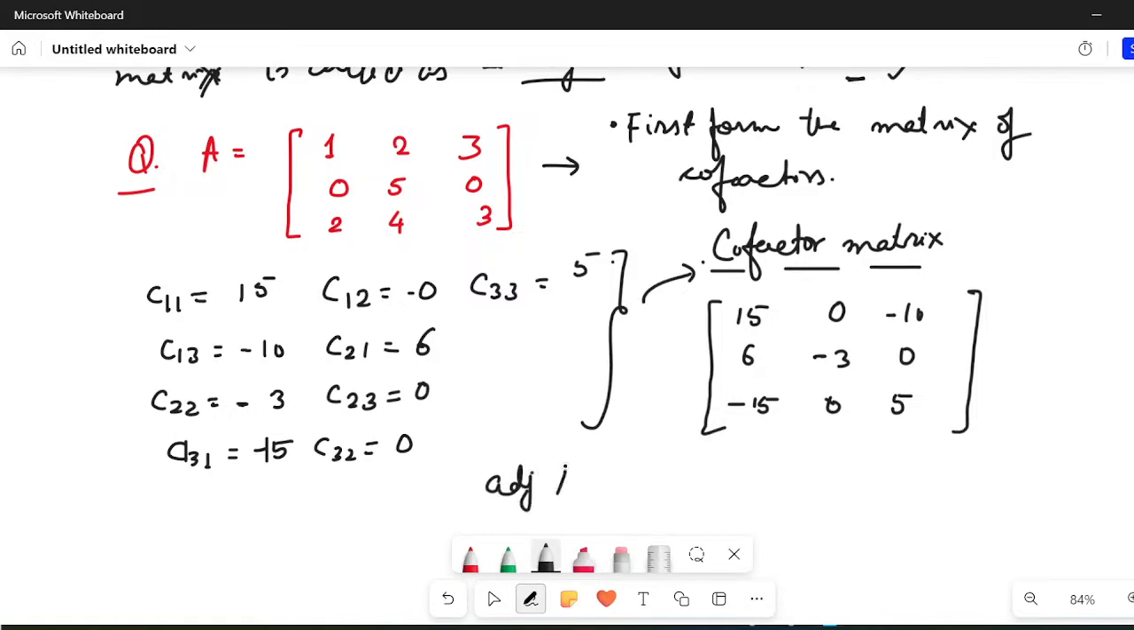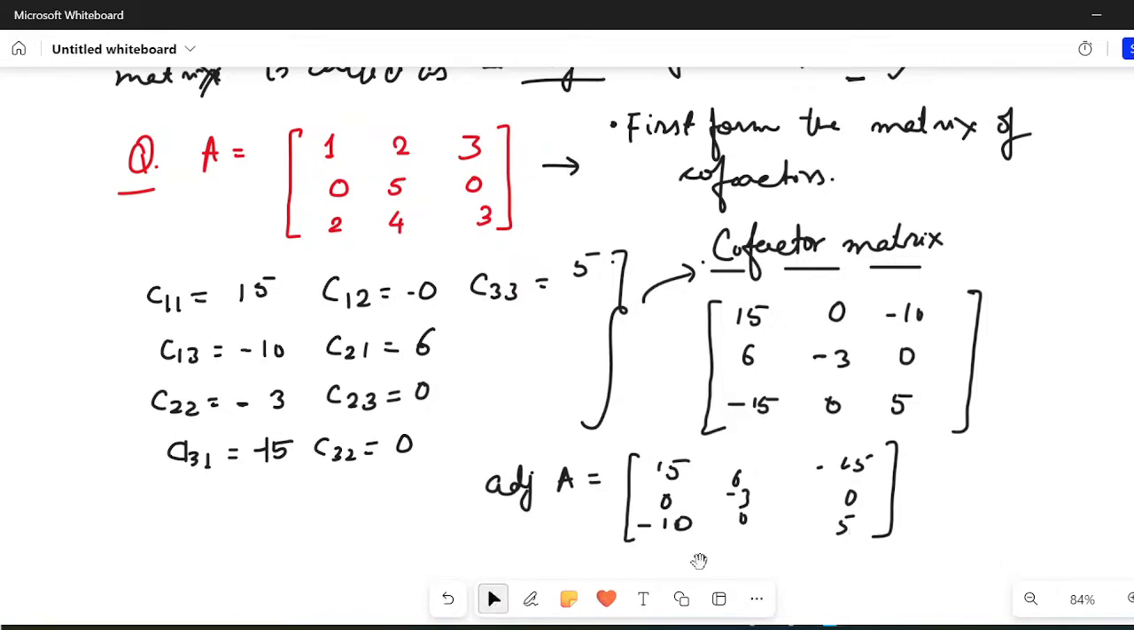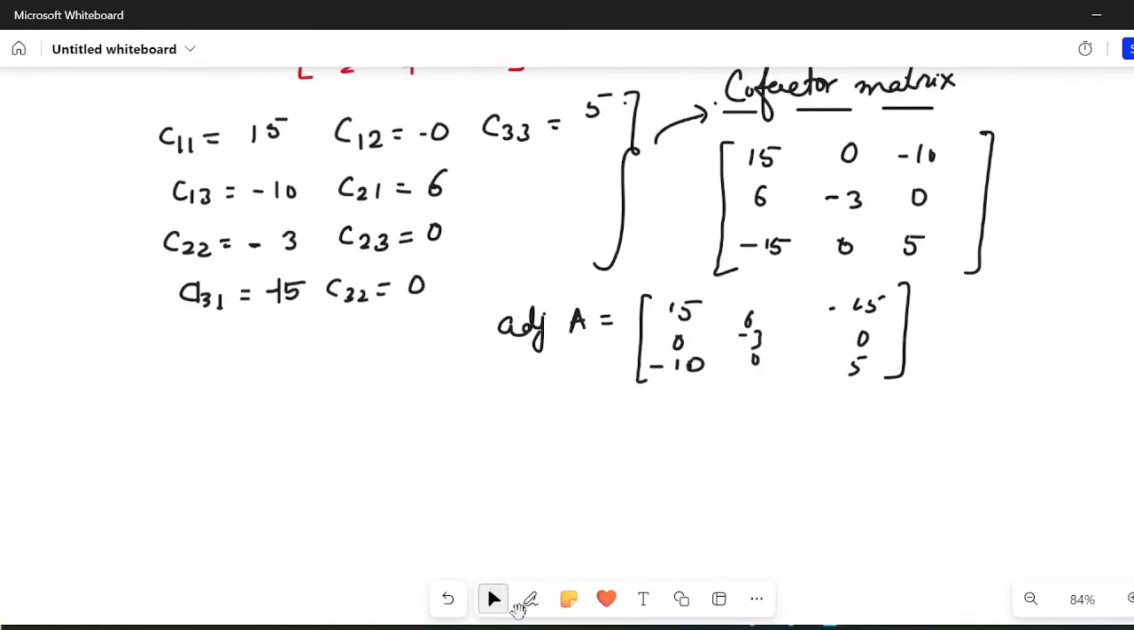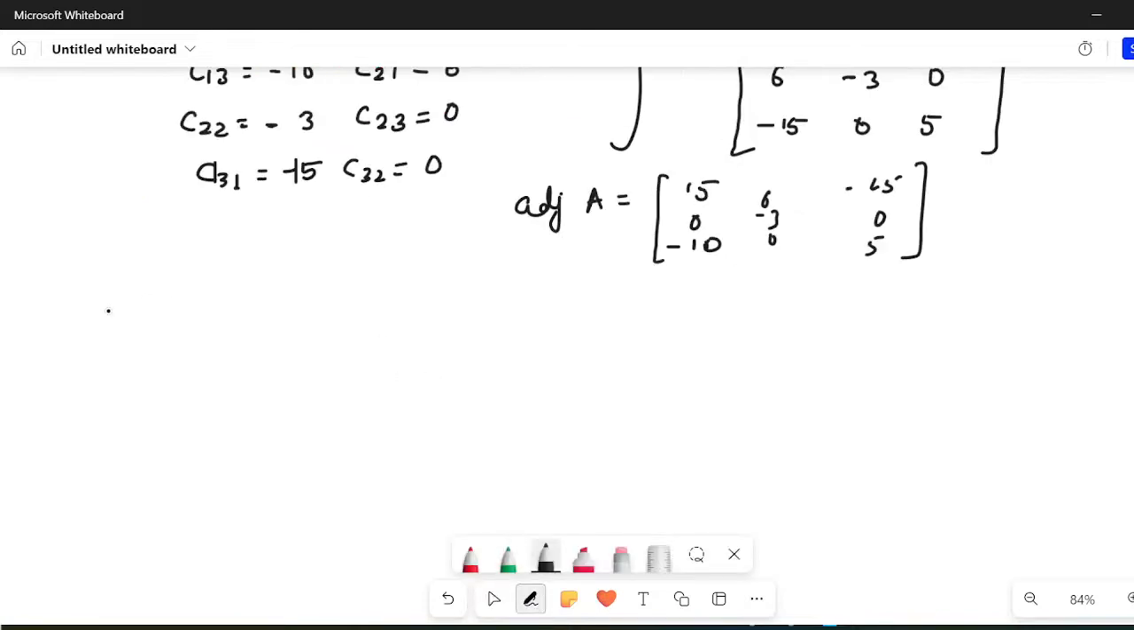So adjoint A would be the transpose of this particular thing, and it would be, I think, 15, 0, minus 10; then 6, minus 3, and 0; and then minus 15, 0, and 5. I hope it is clear. So this is how you do adjoint. I think this is more than sufficient for you with regards to adjoint. Now let us move to a few properties of adjoint, and then we'll continue further.